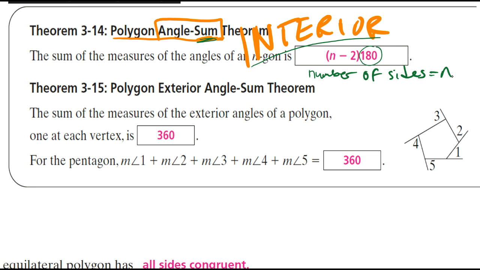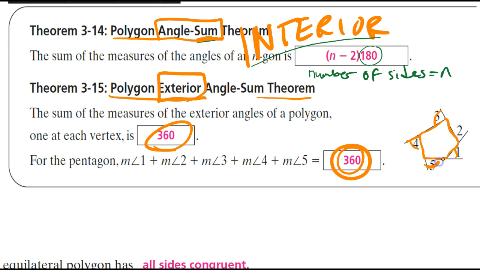So there's one formula. Now here's the other formula, the polygon exterior angle theorem. I don't have to write exterior because they wrote it for me. And here's the theorem, 360 every time. So no matter how many sides you have, you will end up with 360 degrees for all of these exterior angles when you add them all up. You can't just say that one of them is 360. We've got to add every one of them, then we get 360.